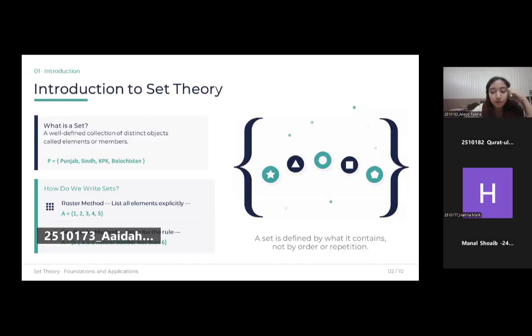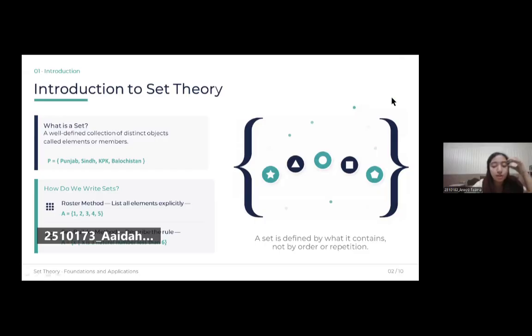Another important thing to remember is that the order of elements does not matter in a set. For example, 1, 2, 3, 4 and 4, 3, 2, 1 are the same, because they contain the same elements. Now let's see how sets are represented.